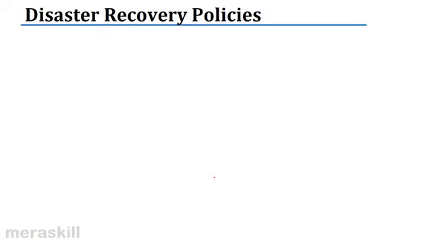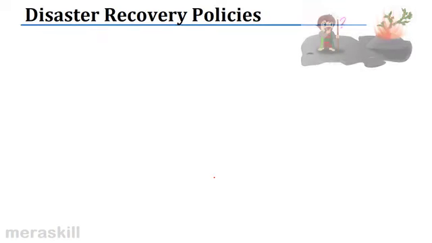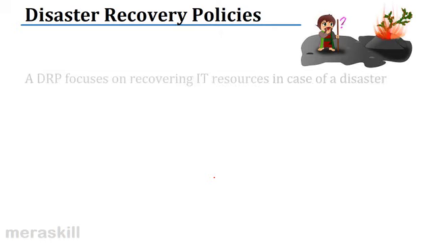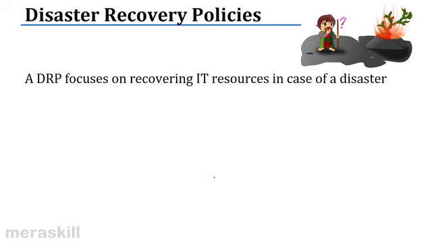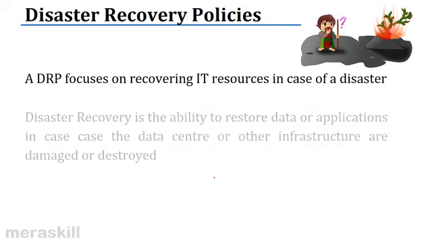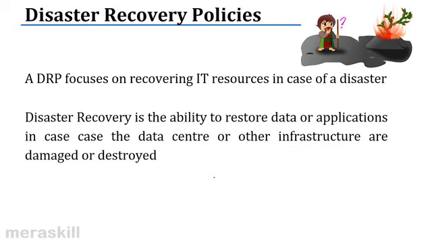Next, let us look at the disaster recovery plan. Remember what we said was, there is data backup and there is disaster recovery plan. What are disaster recovery policies? Disaster, there is a fire, there is a flood. What are the policies? A DRP focuses on recovering IT resources in case of a disaster. It's the ability to restore data or applications in case the data center or other infrastructure are damaged or destroyed.